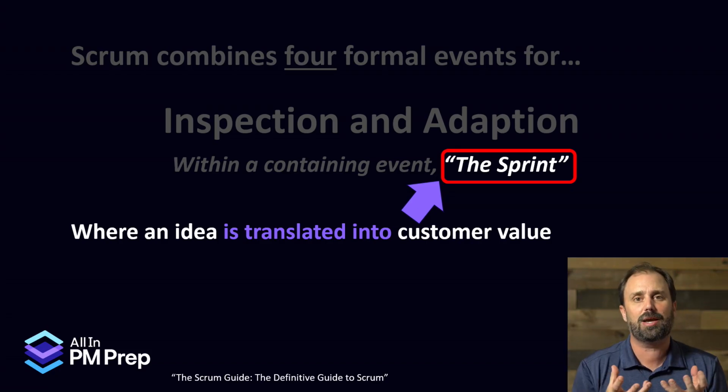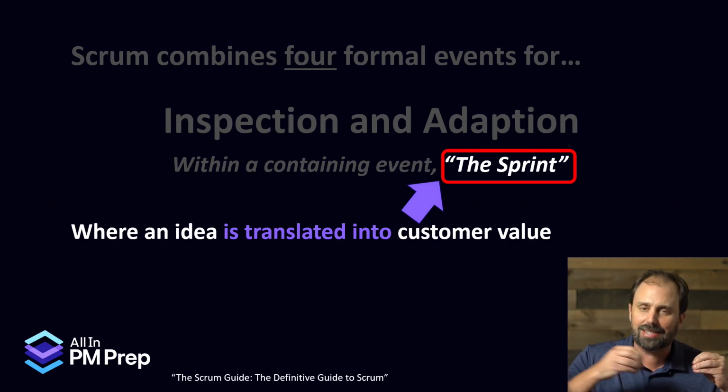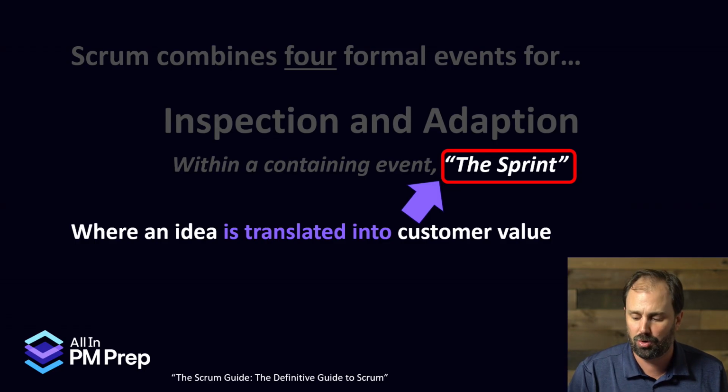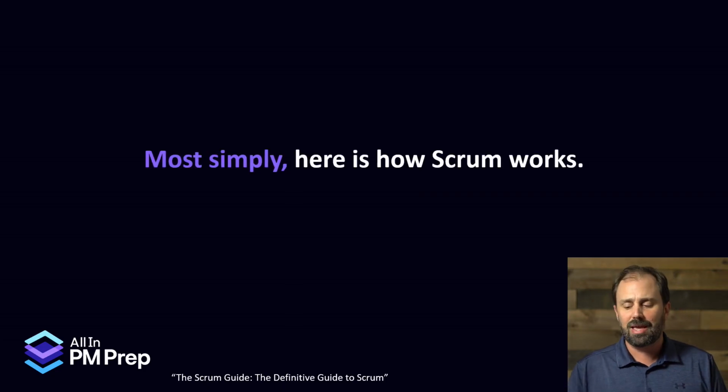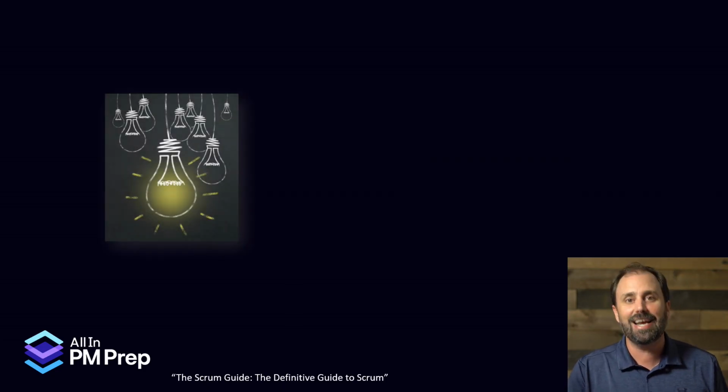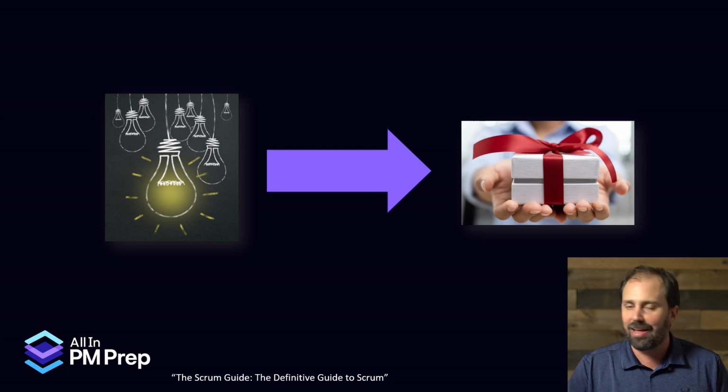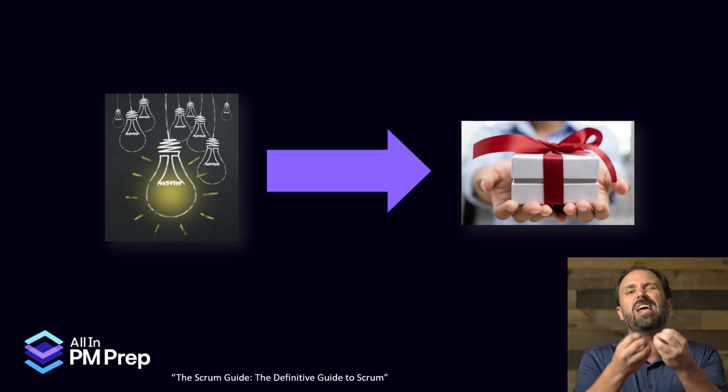All the actions are contained within the sprint. You're going to see it. Don't worry. This is where ideas are translated into customer value, okay? Now, most simply, here's how Scrum works. An idea is out there, you get it, and then boop, it pumps out into little baby Christmas presents. They call them increments there.